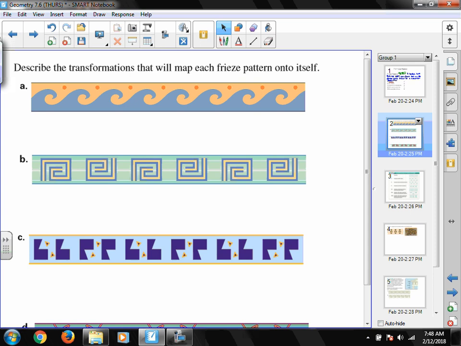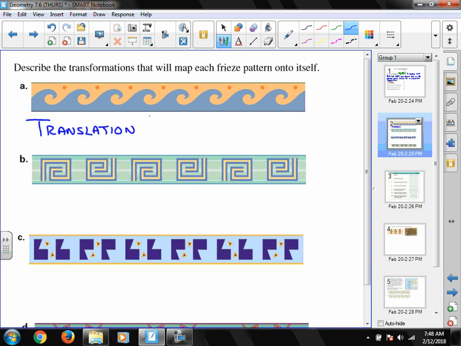So what we're going to look at is we're going to describe the transformations that will map every freeze pattern onto itself. So if I look at A, I've got my waves. All I'm doing is I'm just repeating the same wave over and over, and then I've got that little dot that goes with it. But there's no reflections, there's no rotations, there's nothing else going on. I'm just sliding the exact same image over and over again. So this is just going to be a translation. And if you want, you can just abbreviate that as T.